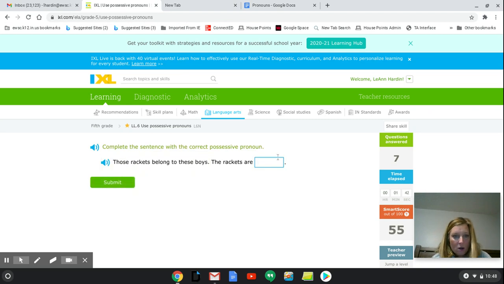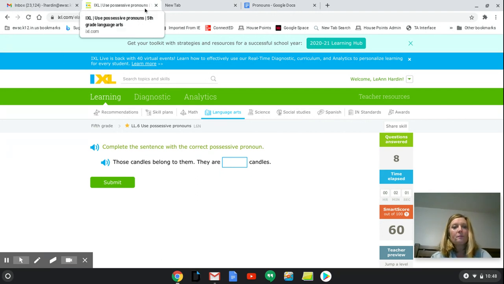Those rackets belong to these boys. So it's belonging to more than one person, okay? These boys. So the rackets are theirs. Theirs. All right, so that's that. So hopefully that's helping some of you as I've done some examples for you.